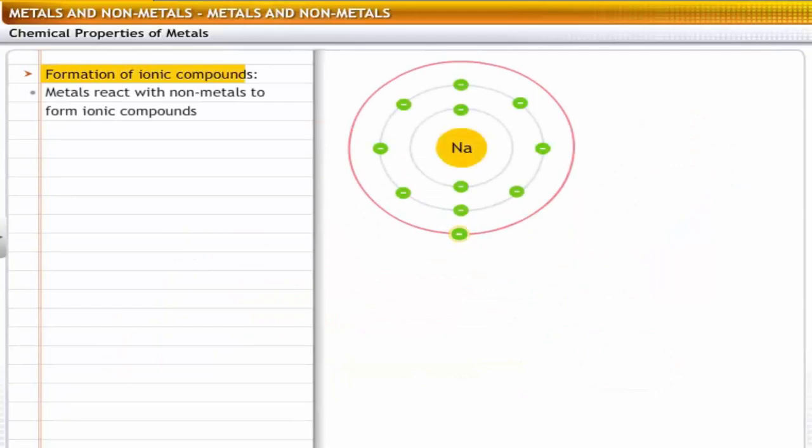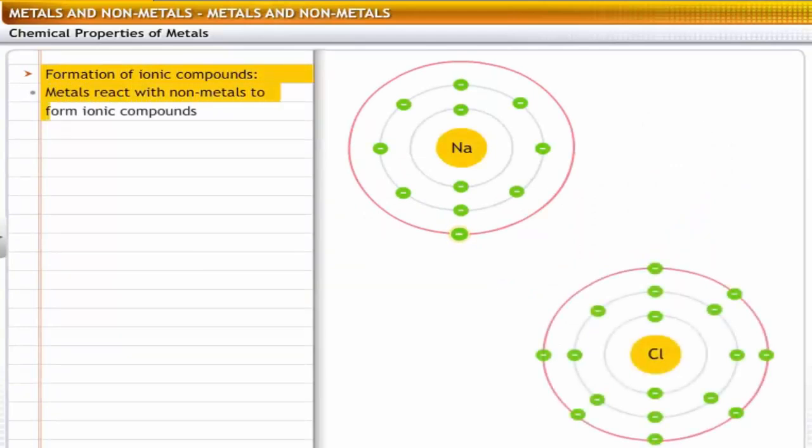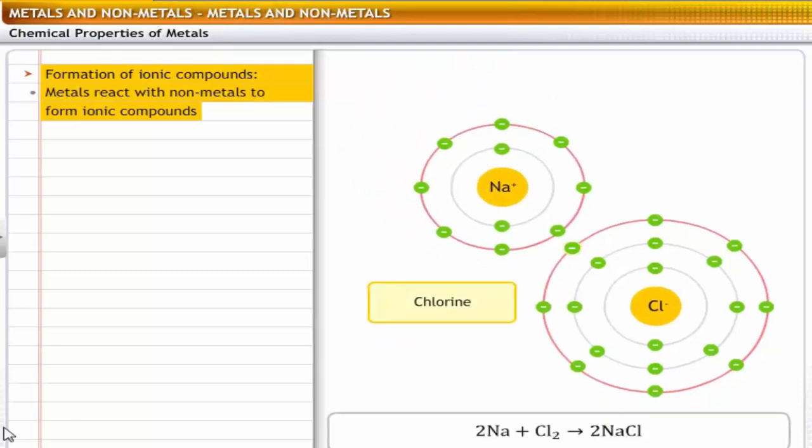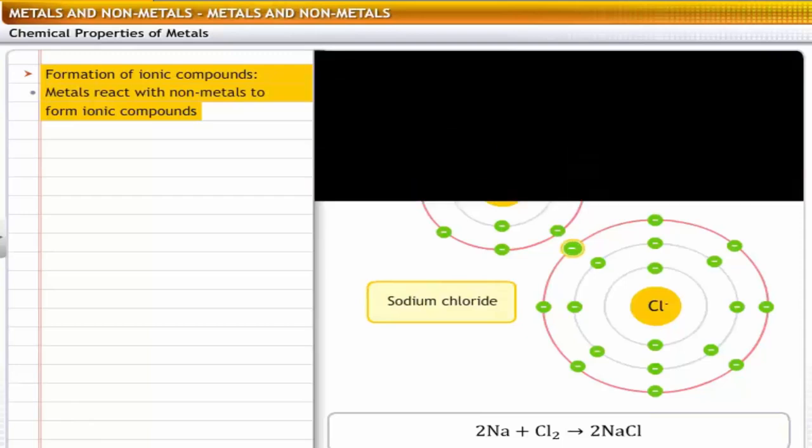Formation of ionic compounds. Metals lose electrons to non-metals to form strong ionic compounds. For example, sodium loses electrons to chlorine to form sodium chloride, which is an ionic compound.